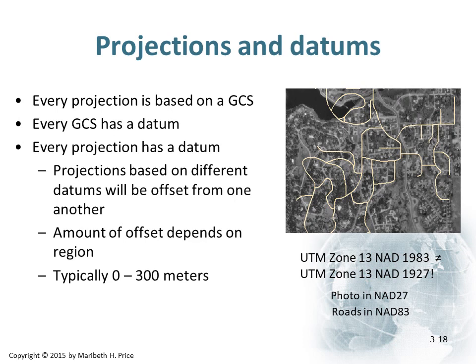If you have projections based on one datum, they're going to be offset from another. The amount of offset depends on which projections and whether they're geocentric or local. Typically 0 to 300 meters. Sometimes things line up perfectly. Sometimes it's off. Sometimes it's off a lot.